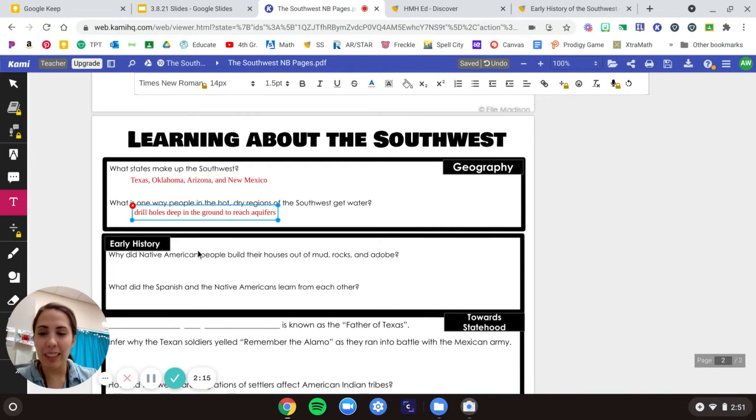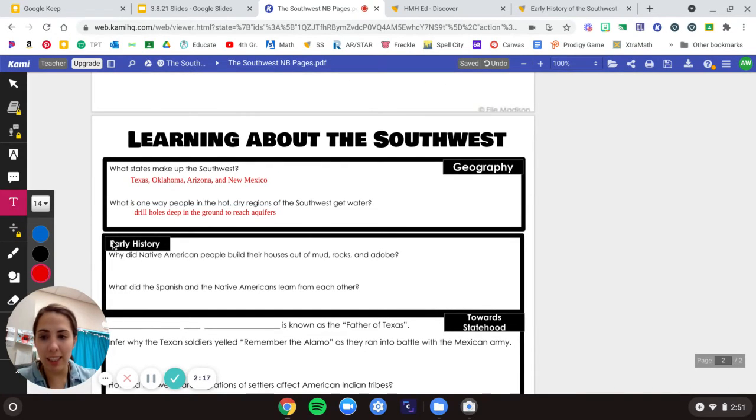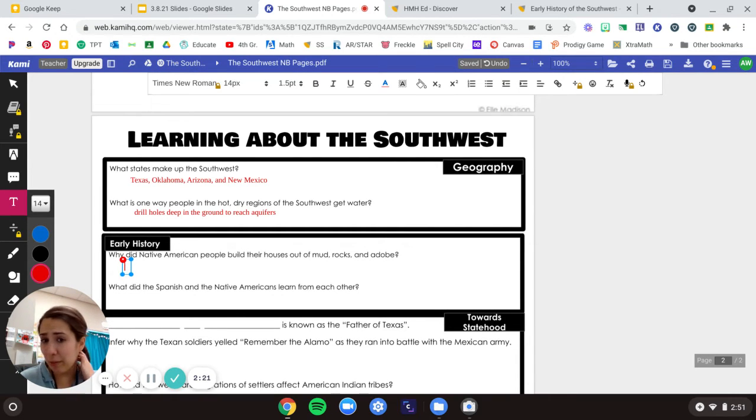All right, then the early history. Native American people built their houses out of mud, rocks, and adobe because they were in the desert and there were not many trees. They had to use what they had. They had a lot of dirt and rocks and adobe, so they would add some water and make mud to make kind of bricks to build their houses.